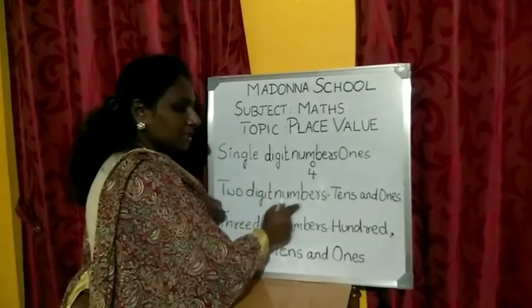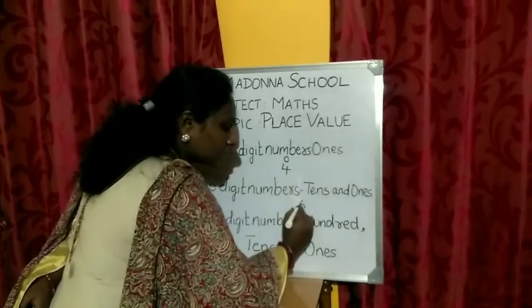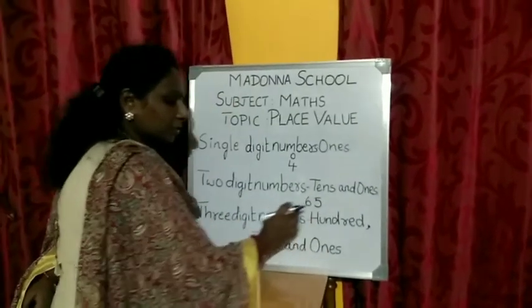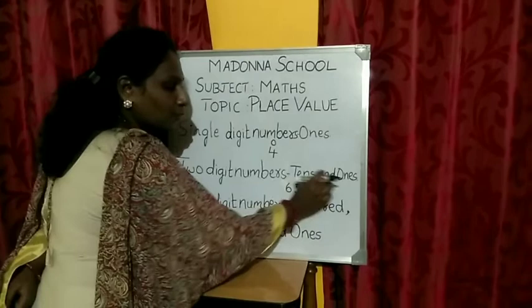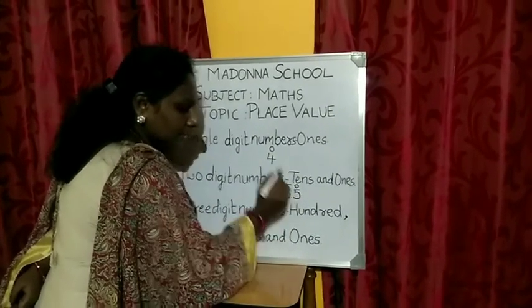Two digit numbers: tens and ones. Take an example of a two digit number, 65. 65 is a two digit number. For a two digit number, what should you write? Ones and tens. So you should write ones and tens.